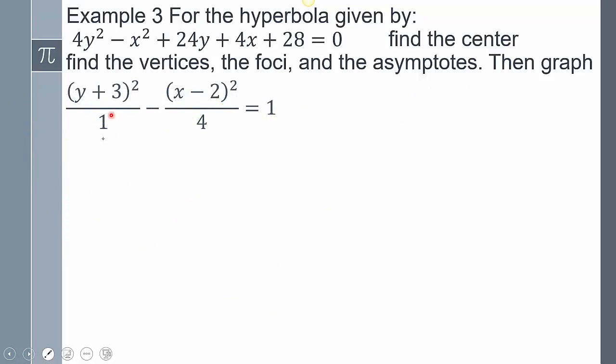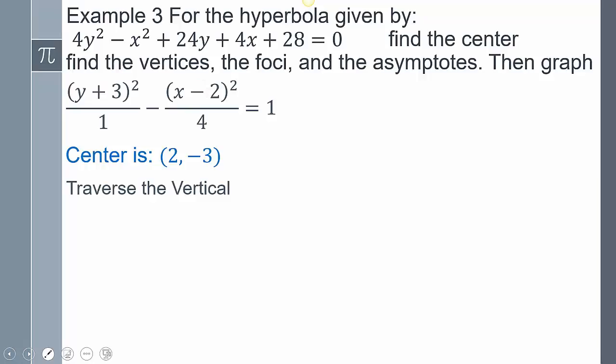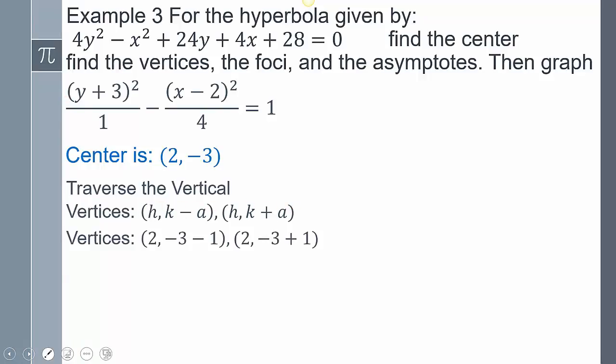Now notice, because there was nothing there, I just put that placeholder 1 to help us out. So now finding all the information, my center is going to be 2, negative 3. There's my h, there's my k. And it's going to transverse the vertical because my y is positive. So I'm going to use the vertical vertices formula that it had. Just plug in the values and you get 2, negative 4, and 2, negative 2.